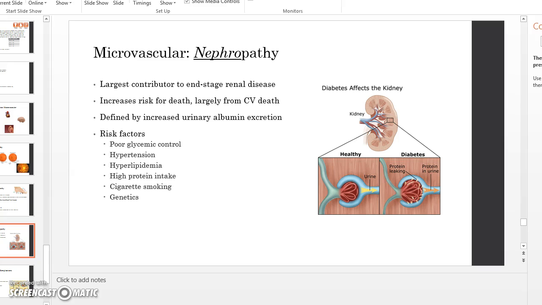And so you can see in nephropathy, the difference between a healthy kidney and a kidney in patients with diabetes is we get this breakdown of the microvasculature within the nephron, which leads to leaking of the proteins out of the kidney and into the urine, resulting in proteinuria. And that's what we're measuring with that urine albumin excretion, is that protein in the urine, proteinuria. And we will talk about that in more detail on Friday.